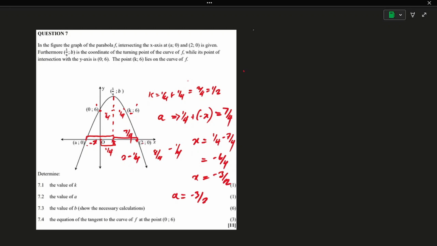Determine the value of b. Show necessary calculation. To find the value of b, we are going to find the equation of this graph.